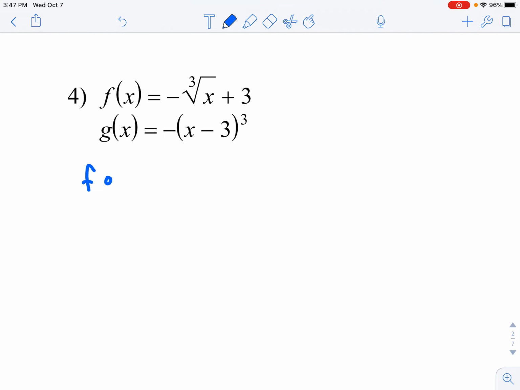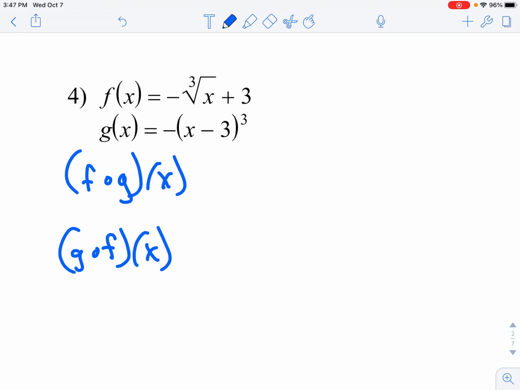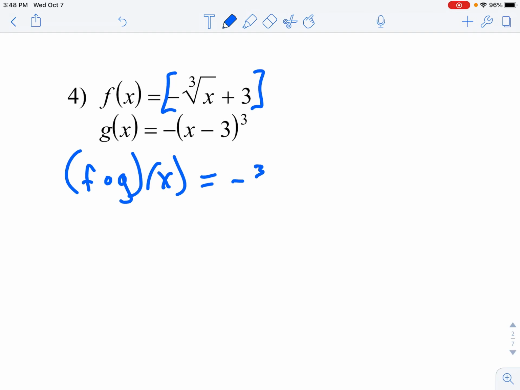So I need to compose f of g of x, and if that works, then later on I need to do g of f of x. But I don't know if that's going to be necessary, so let's see. All right, f of g of x. So I start with this one first. Negative cube root of x plus 3. Now I made this cube root symbol a little extra large because I have to squeeze that in there. Negative x minus 3 cubed. Okay, so now we got to simplify this and see what happens.